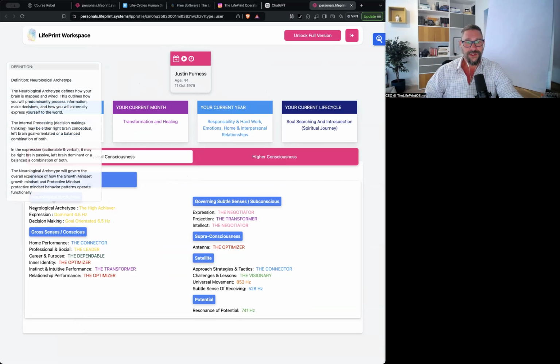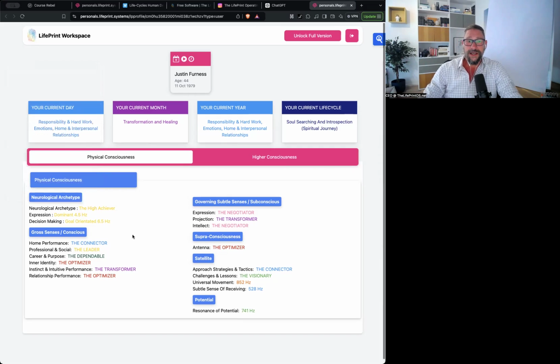So the neurological archetype will tell you exactly what it is that you're looking at. What's the definition of a neurological archetype? Well, for us, this is your internal processing, your decision-making, how you make decisions and interpret information, and then how you make a decision on that information and express that physically, emotionally, and verbally into the environment. There are 9 ways that a brain can be wired, and that will determine what category of neurological archetype it falls into.